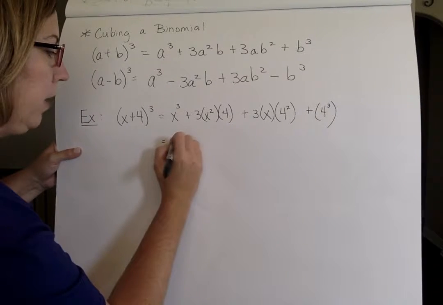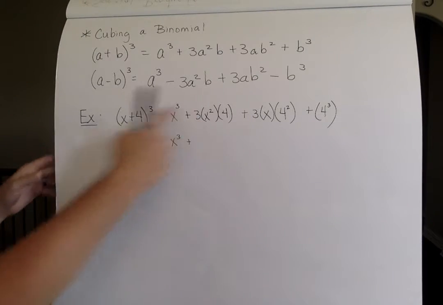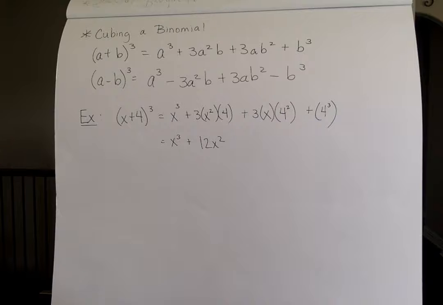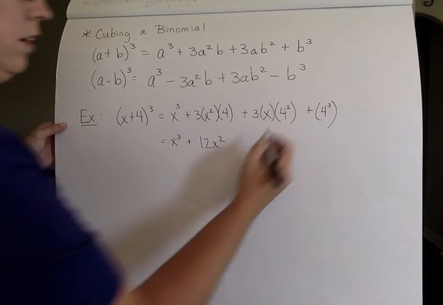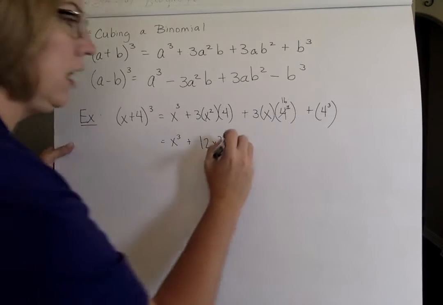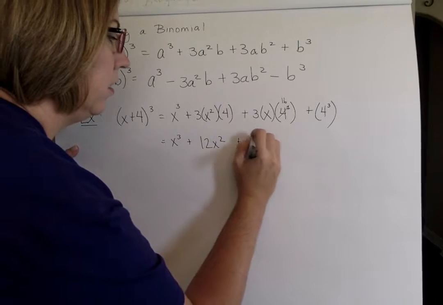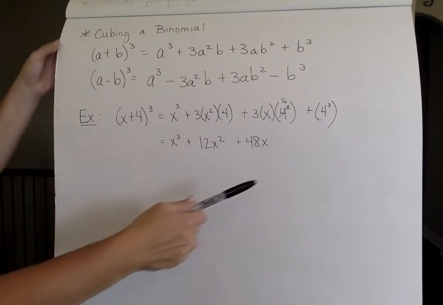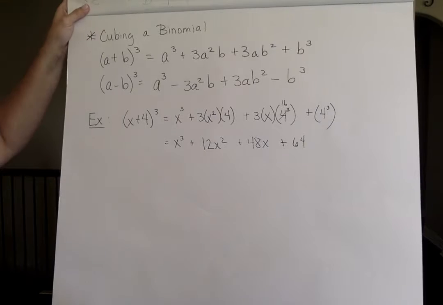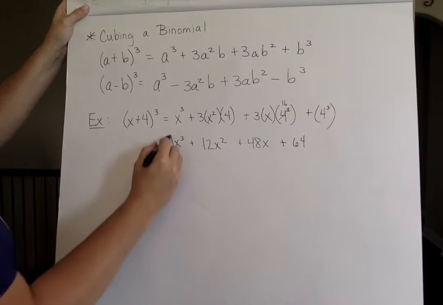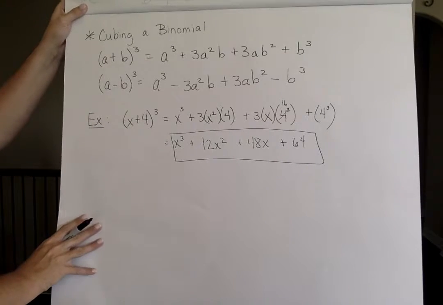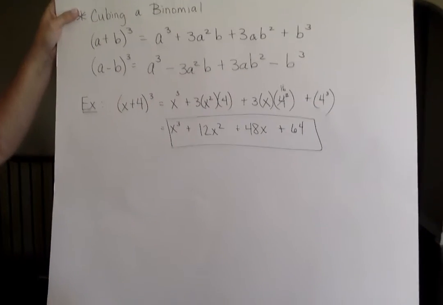Okay. So we end up with x cubed. 3x squared times 4 is 12x squared. Okay. 4 squared, right, is 16. 3 times x times 16 is 48x. And lastly, 4 cubed is 64. Okay. So we just cubed that much faster than we would have had we had to write that out. Okay. Let's do another one.